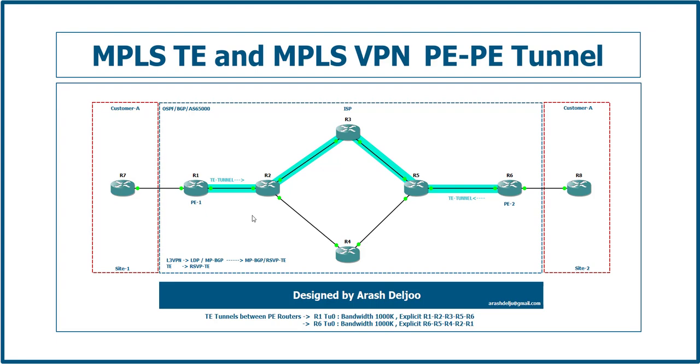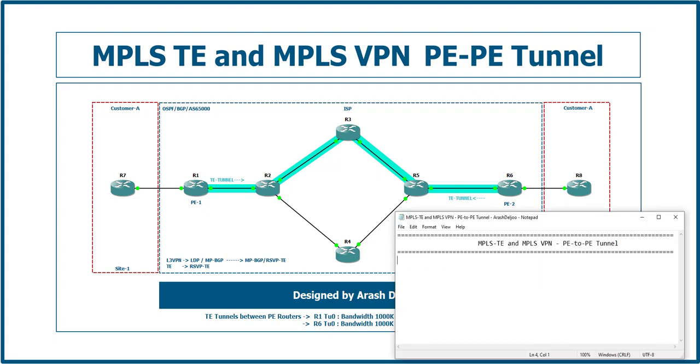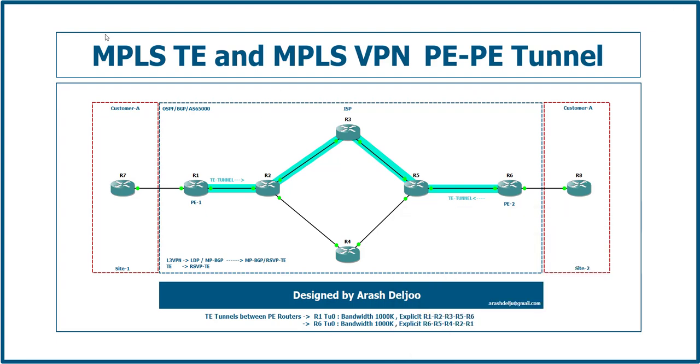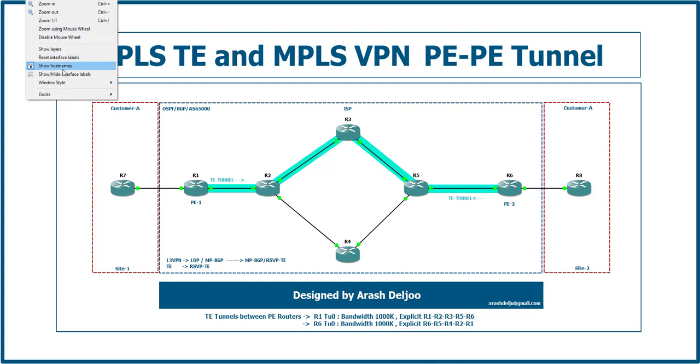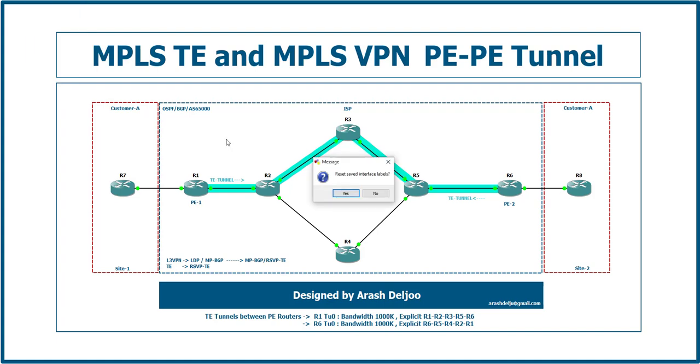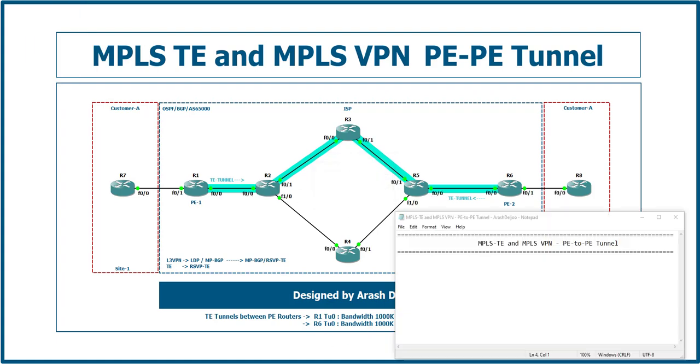This is the first scenario about the MPLS-TE and MPLS VPN relation. And here, as you can see, we are configuring a P2P tunnel. Let me start the configuration. After that, you can better understand the detail of, for example, the MPLS-TE and MPLS VPN concept. Let me show you the interface labels. This is the interface labels. Now we can easily configure this scenario.